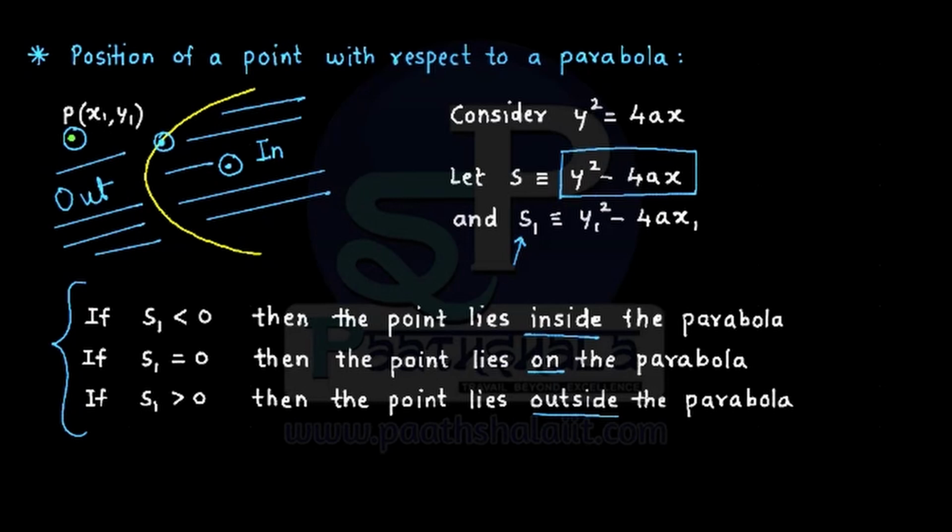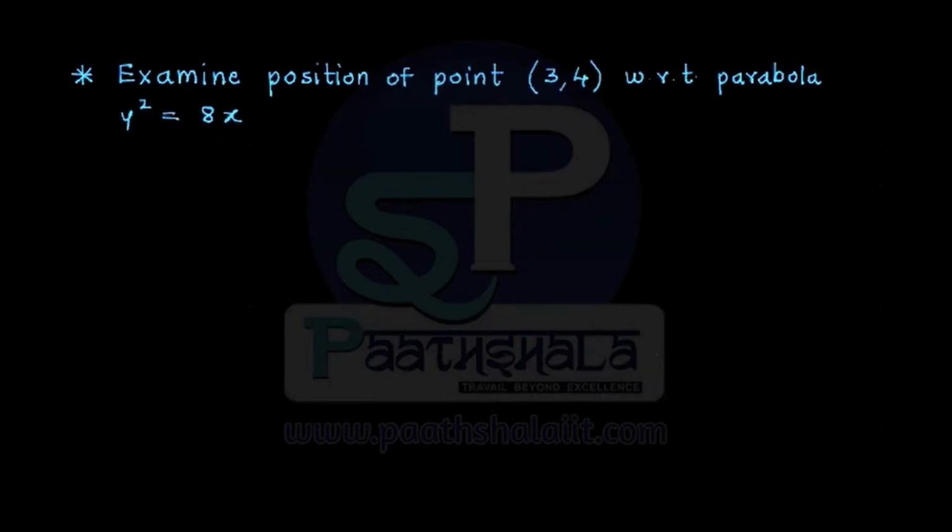Let's solve one question based on this. Examine the position of point (3, 4) with respect to parabola y square equal to 8x. Now if we write the equation in the required form, that is bringing all terms on one side, it is y square minus 8x equal to 0.